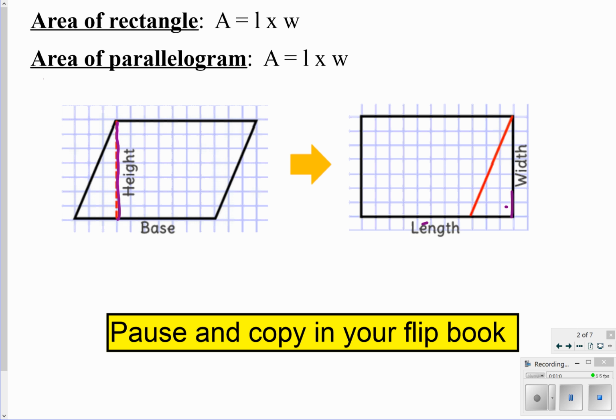Now, when we draw that height, we actually create a right triangle. And if you were to cut this piece off and move it over to this side, you would see it turns into a rectangle. And that's what they did over here on this second shape. They showed that it is now a complete rectangle. So the area of a rectangle and the area of a parallelogram are the same, and they are both the length times the width. Go ahead and pause and copy this information into your flip book.